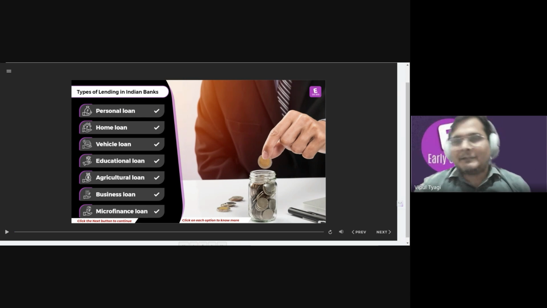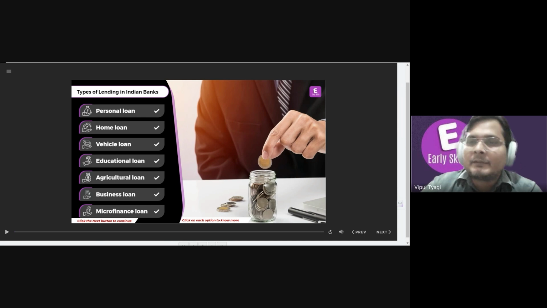Now you get the right answer. So business loan is for the people who are involved in businesses. There are different types of businesses.